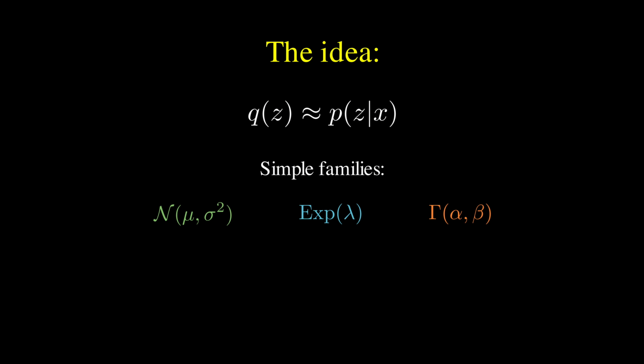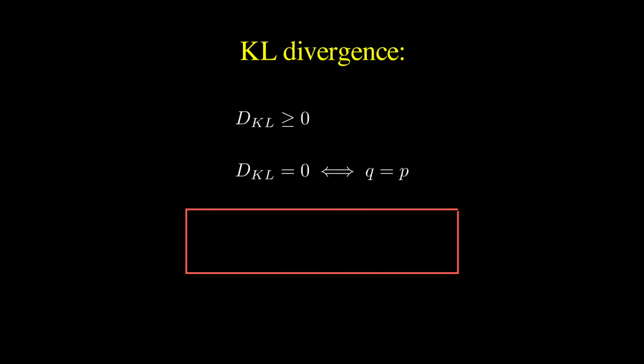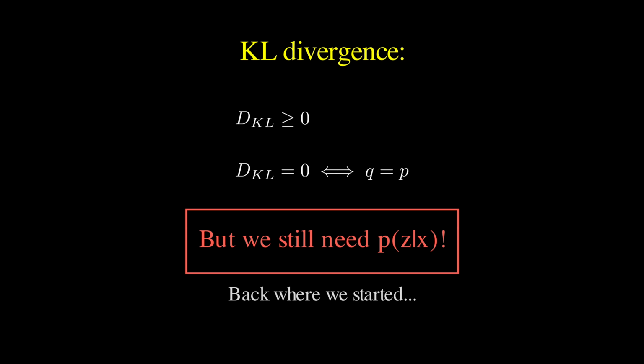The natural way to measure how close two probability distributions are is using something called the KL divergence. This KL divergence has some nice properties, like it's always greater than or equal to 0, and it only equals 0 when Q and P are exactly the same distribution. But wait, we have a problem again, because to compute the KL divergence, we still need P(Z|X), which is exactly what we couldn't compute in the first place. So it seems like we're back where we started.